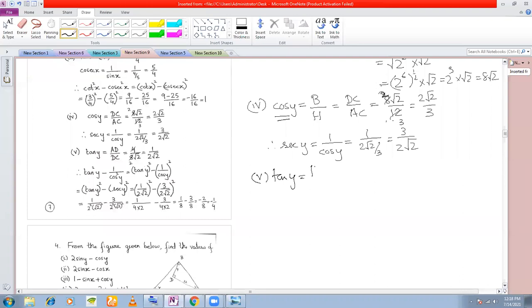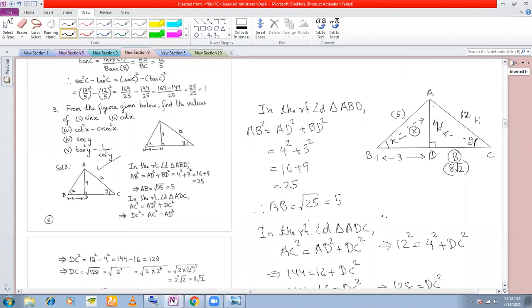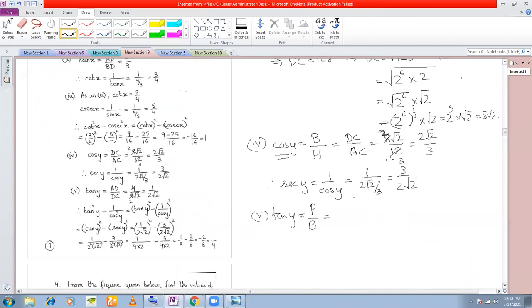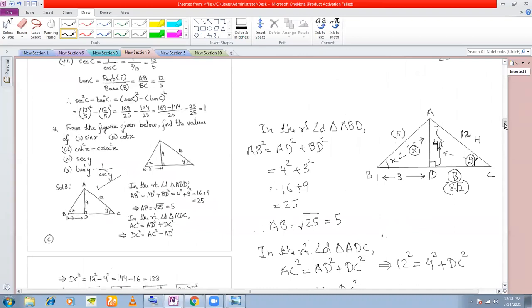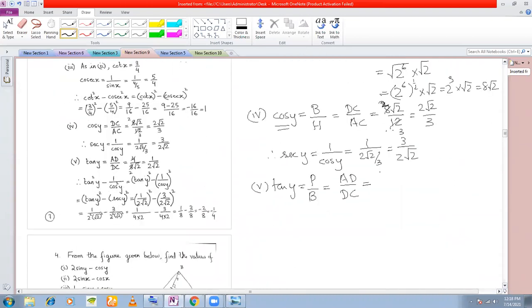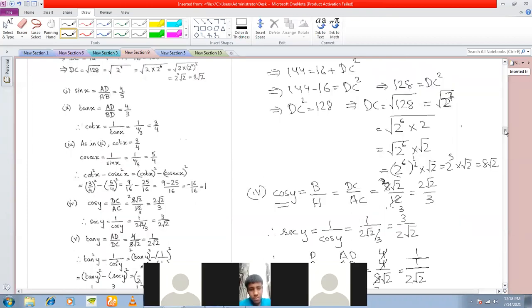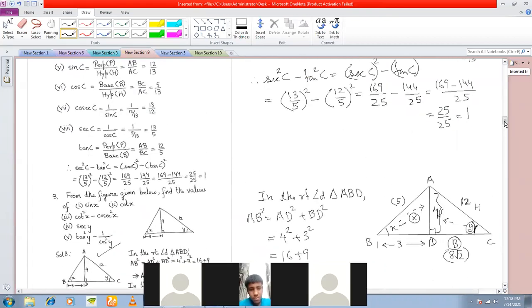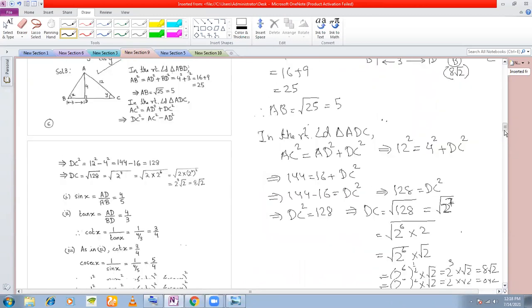Tan is nothing but perpendicular by base. So here, look at the figure now. Which one is a perpendicular? This was a perpendicular because this is the angle we are considering. So AD by DC. AD here is 4. DC here is 8 root 2. 4 by 8 root 2. This cancels. So you get 1 by 2 root 2. Okay. So what do you have to find here? You have to find tan square y minus 1 by cos square y.